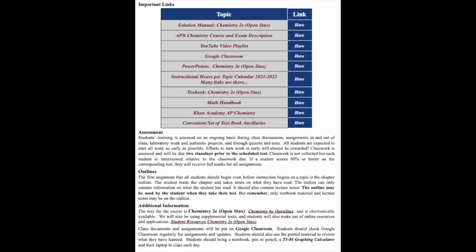Class documents and assignments will be put on Google Classroom. Students should check Google Classroom regularly for assignments and updates. Students should also use the posted material to review what they have learned. Students should bring a notebook, pen or pencil, a TI-84 graphing calculator, and their laptops to class each day.